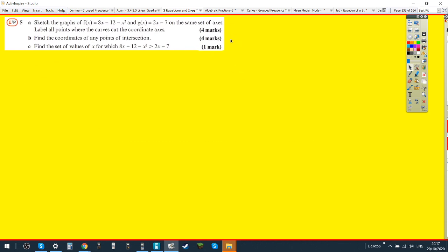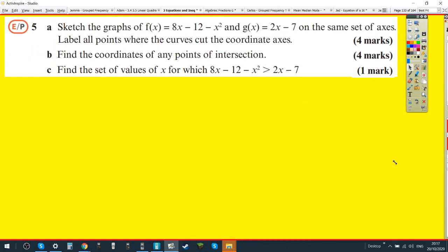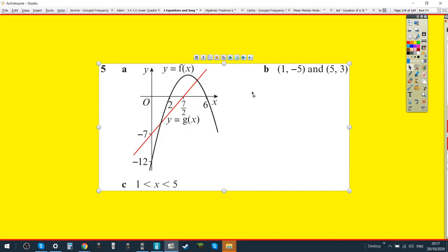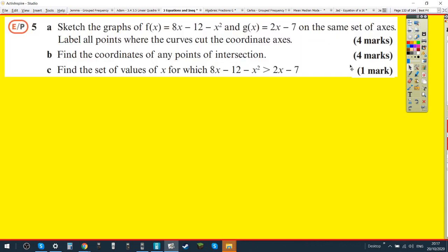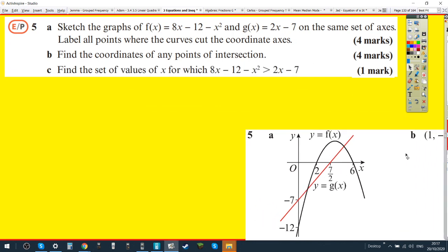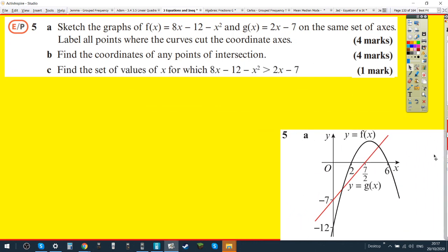This one, you have to. I want to cheat. Just do the bit that we need. Okay, so here the graph has been sketched. What does the question say?